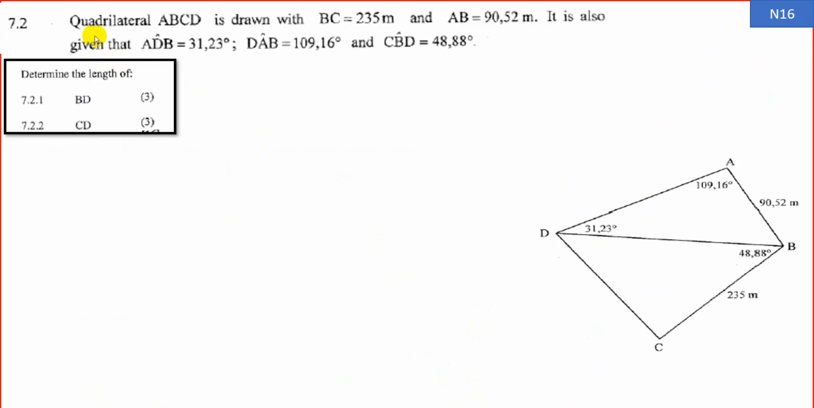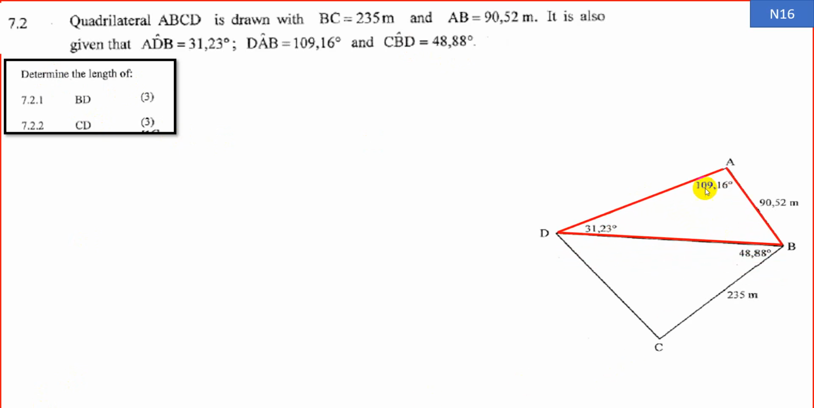Hi, in the next question from November 16, it says quad ABCD. As you can see, we have a quad drawn for us. BC is 235 in the diagram. AB is 90.52 in the diagram. It is also given that angle ADB is 31.23, DAB 109.16, and CBD is 48.88. So we have a lot of information. The first question is to determine the length of BD.